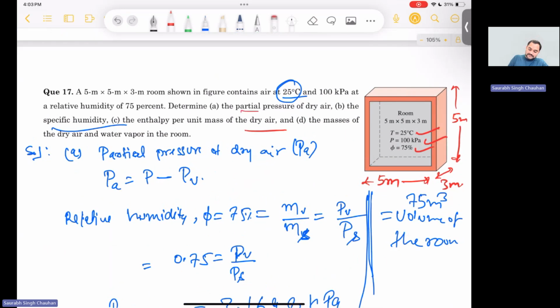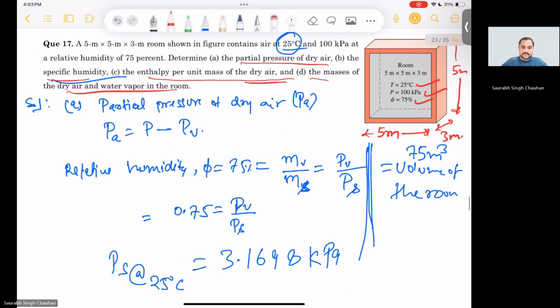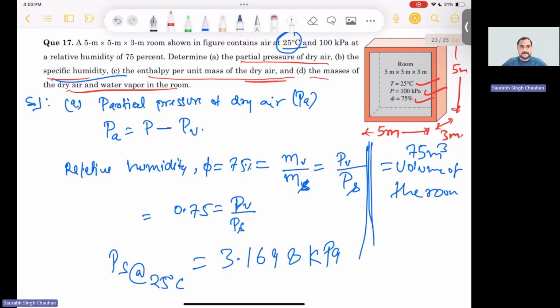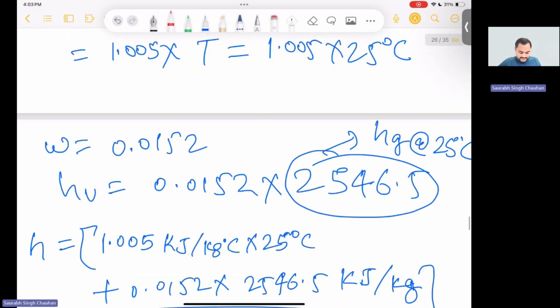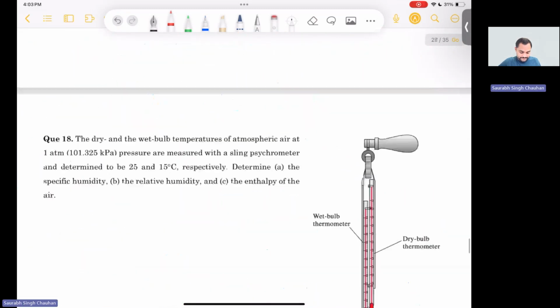We have to find the partial pressure of dry air, we have to find the specific humidity, enthalpy per unit mass of dry air, and the mass of dry air and water vapor. So all these quantities we have calculated. Okay, so I hope everything is clear, and we will see the next question.